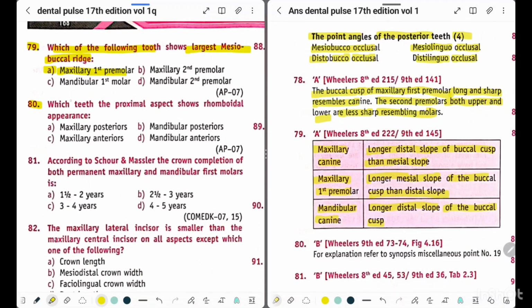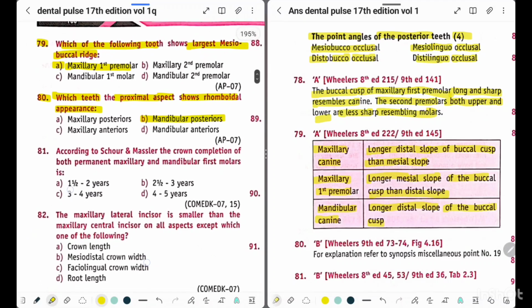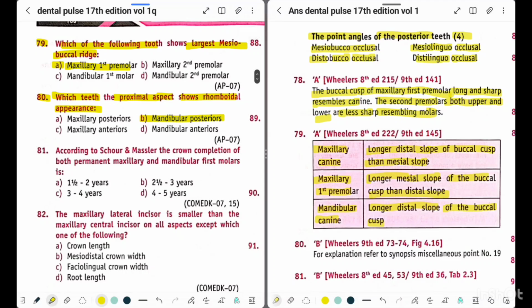Now question 80. In which teeth does the proximal aspect show rhomboidal appearance? So its answer is mandibular posteriors. Okay. In mandibular posteriors, the proximal aspect shows rhomboidal appearance.